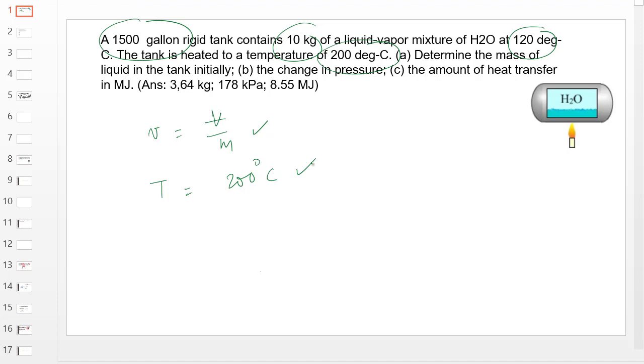For state 2, so these are our state 1 conditions. State 2, we know that temperature is given to us, 200 degrees Celsius. We need something else. If you read the problem again, you realize what else we know about state 2. The tank is rigid, so you can see that the volume 2 must be equal to volume 1. The volume cannot change. Also, the mass, M2 must be equal to M1, right? There can be some liquid converting into vapor because we are heating it, but the total mass cannot change. Even if there is a chemical reaction, mass cannot change, right? This is conservation of mass.